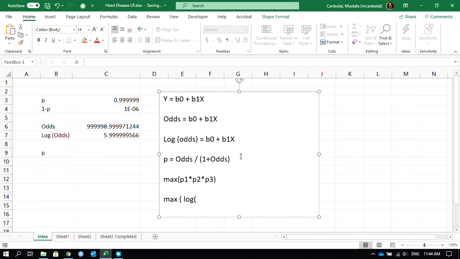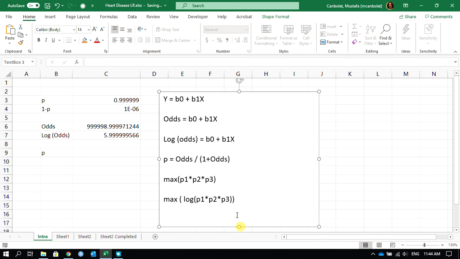If I take the logs of those, I can also maximize the log of everything. I'm going to maximize the log of P1 times P2 times P3. Maximizing these numbers is the same thing as maximizing their log transformation.